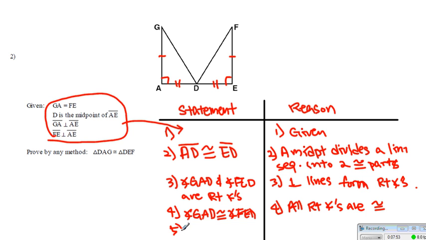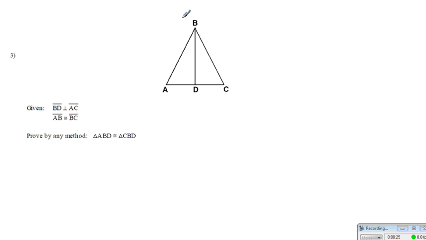Now, statement number five. Once again, because of that reasoning, we get to realize that triangle DAG must be congruent to DEF. Reasoning? Yes. Once again, it would be SAS. You see the angle is between those two sides. All right, great. Let us move on to number three.